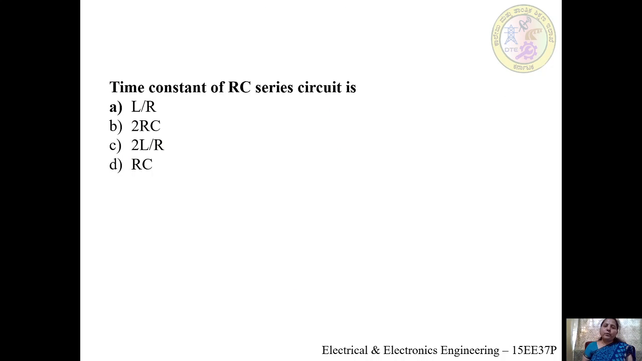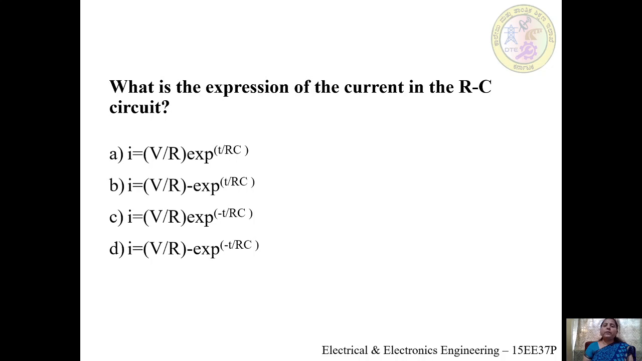We shall see a multiple choice question now. Time constant of RC series circuit is L by R, 2RC, 2L by R, RC. So the correct answer is RC. What is the expression of the current in the RC circuit? Here again you have 4 different choices. The correct expression is I is equal to V by R into e to the power of minus t by RC. So C is the right answer.